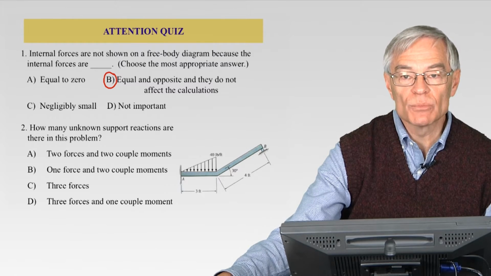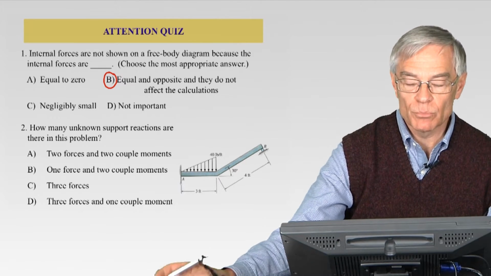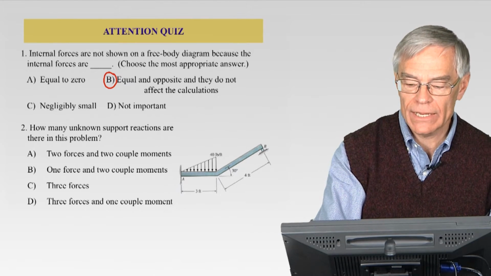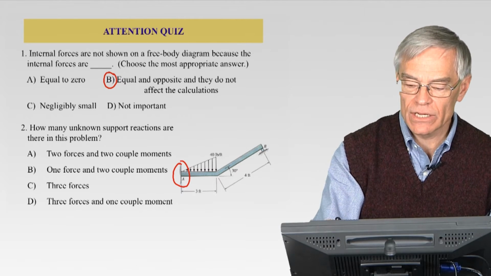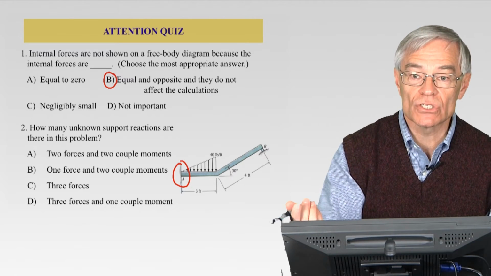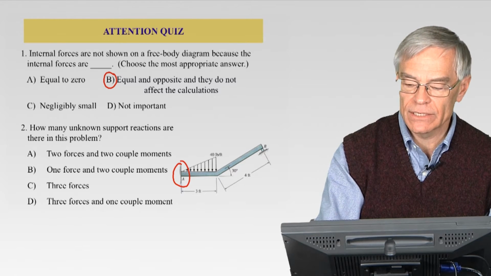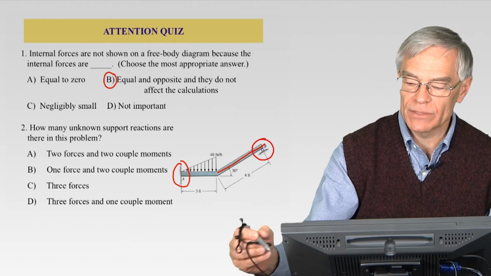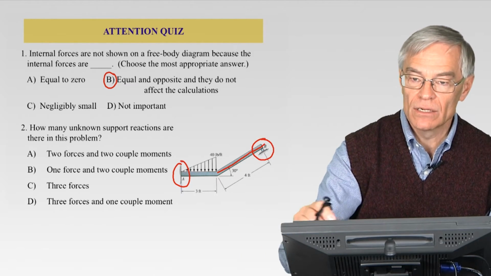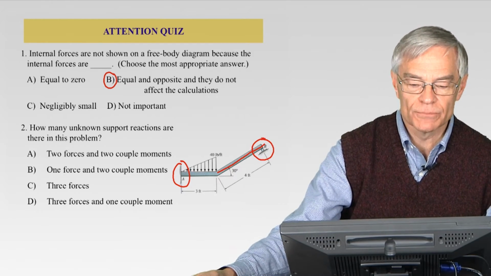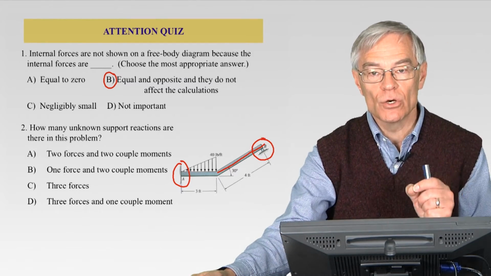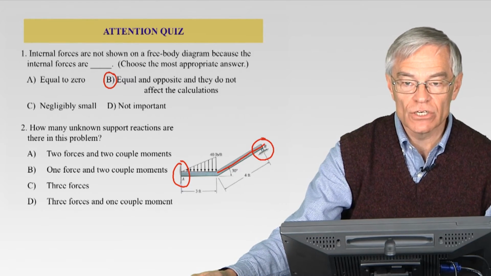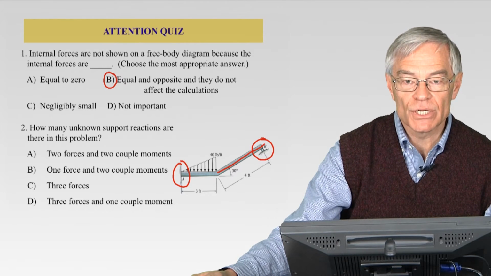Two, how many unknown support reactions are there in this problem? Now the problem here is we have a bent piece of metal stuck in a wall at A. It has a distributed force, as you can see, over that 3-foot length. Then it has a 30-degree angle up here, and it has a roller at B. So stuck in the wall at A, roller at B. Those are the supports. So the question is, how many unknown support reactions are there? I would suggest you tackle this one just as we did earlier. Start from left to right and see what you come up with.